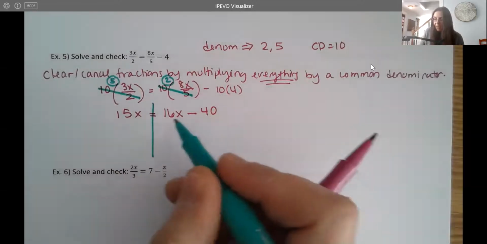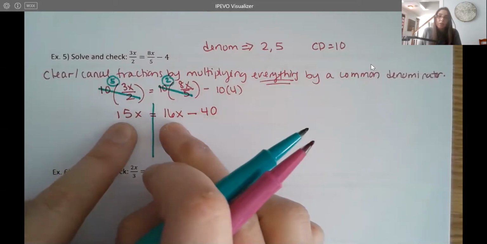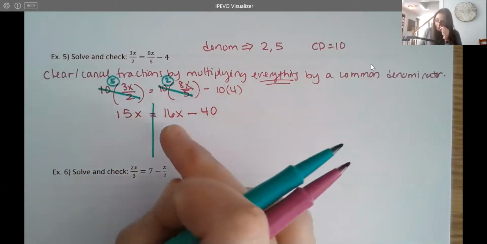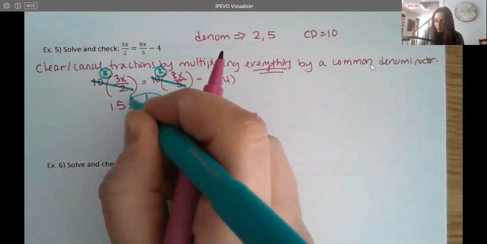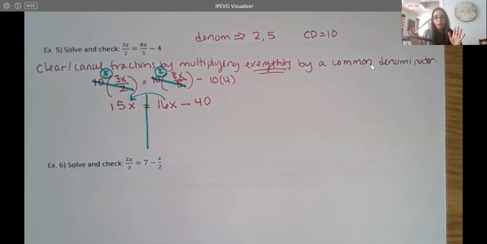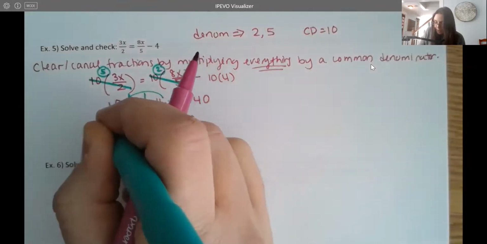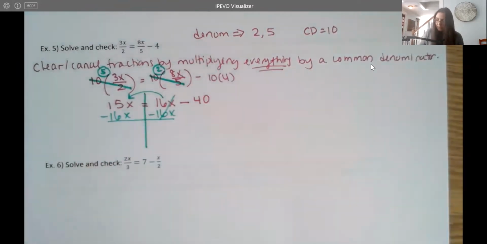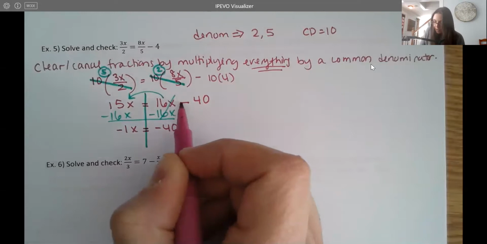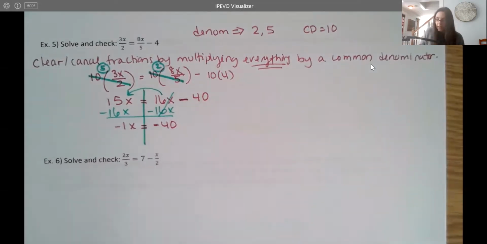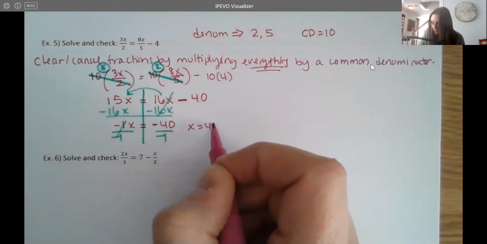So here, I don't have anything to really clean up. I do have like terms, the 15x and the 16x, but they're on different sides. So what I'm going to do is move things around. I only have the number 40 and it's already on the right. So I'm going to move my variables to the left so that, again, I have variables on one side, numbers on the other. We want to separate those different things out. If it's a positive 16, I use a negative or a minus 16. And then I have negative 1x is equal to negative 40. Watch your signs. That's going to be a negative 40. And finally, divide by negative 1. And we have x equals 40.